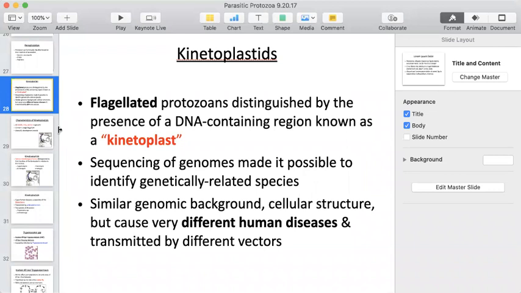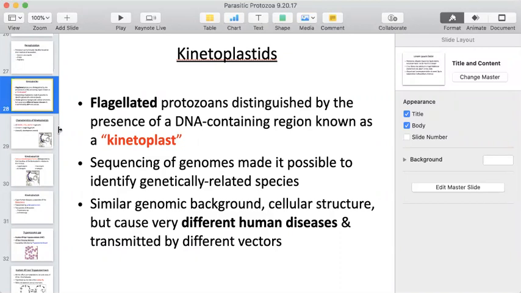Another way that we can categorize or identify protozoa is based on the presence of a kinetoplast. Some flagellated protozoans are distinguished by the presence of these little DNA containing regions known as a kinetoplast. If you look at this organism under the microscope, you'll see some really dark areas that look like dark nuclei, and that's basically going to be some little dark DNA regions that we call kinetoplast.